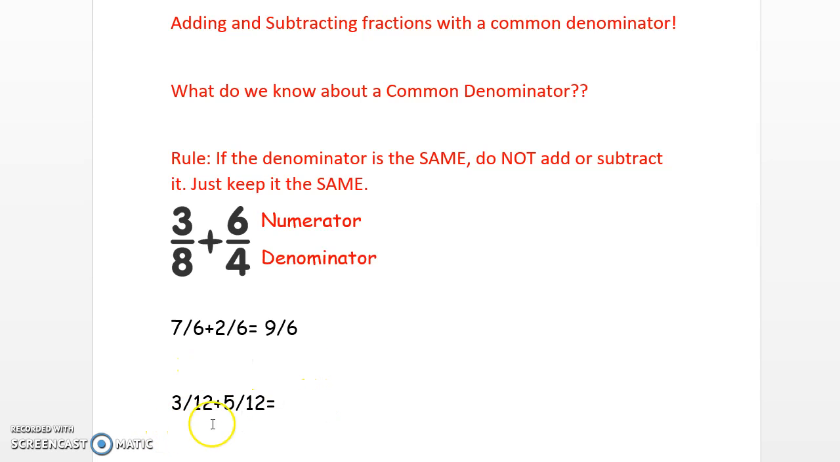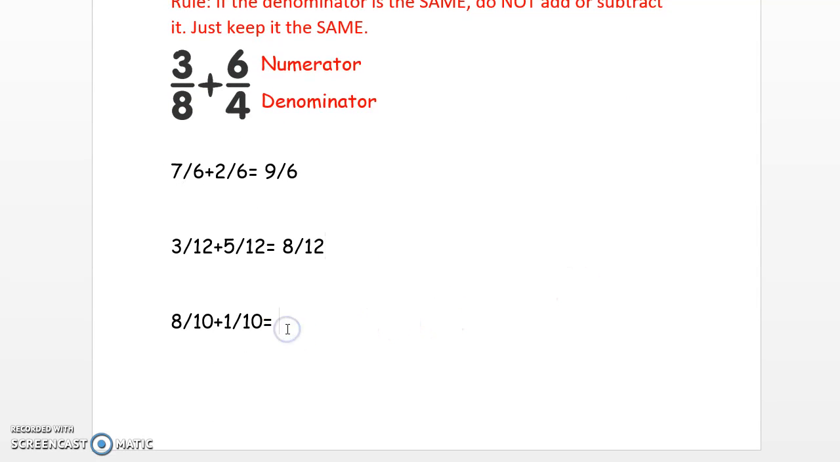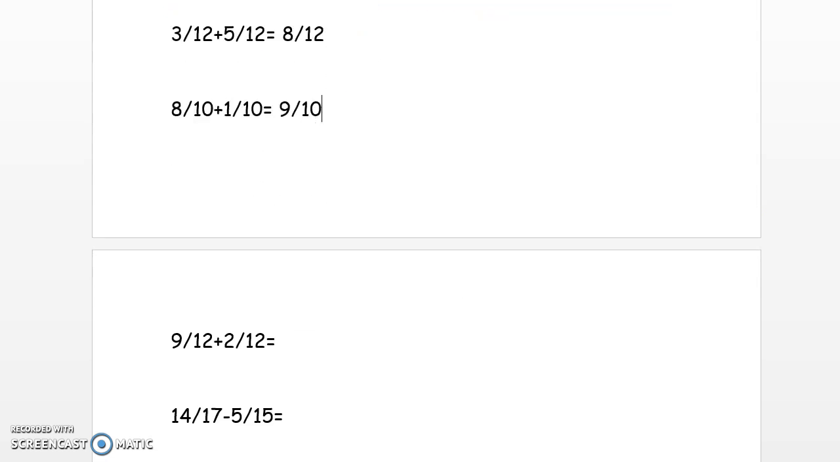We go down here. We now have 3/12 plus 5/12. Again, 12 and 12, we're good to go. Those are the same. So we're going to add that straight across. And we're going to come down to a couple more addition ones. We see 8/10 and 1/10. That 8 and our 1 are our numerators. Let's keep that in mind. And that 10 is our denominator. So we're going to add that straight across, and that's going to become 9/10.